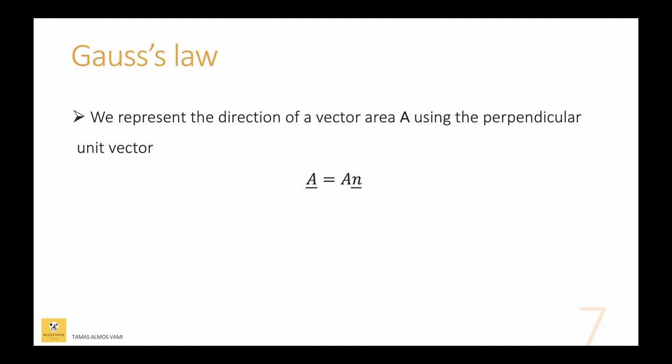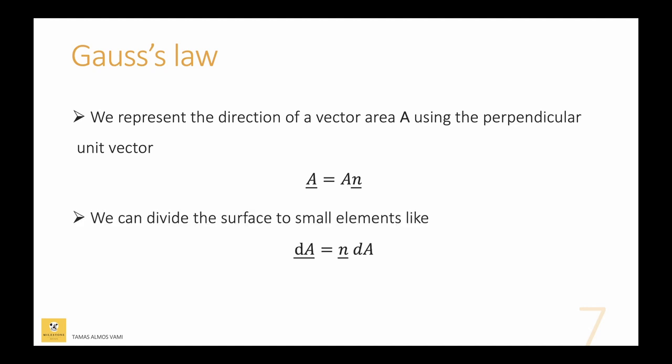Again, a bit more detail about this A vector. n is a unit vector that's perpendicular to the surface, and A is the area of the surface. So the vector A is perpendicular to the area, and we can also divide this into little pieces. The vector notation still comes in with this n unit vector, and we have dA as the little element of the area.